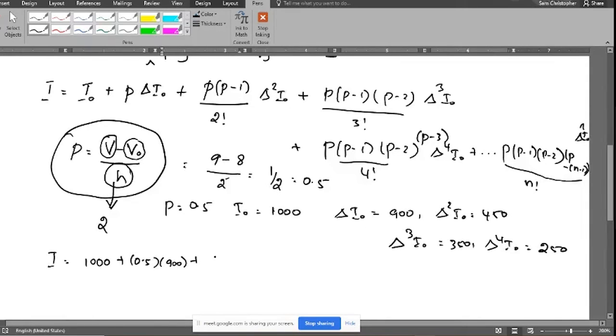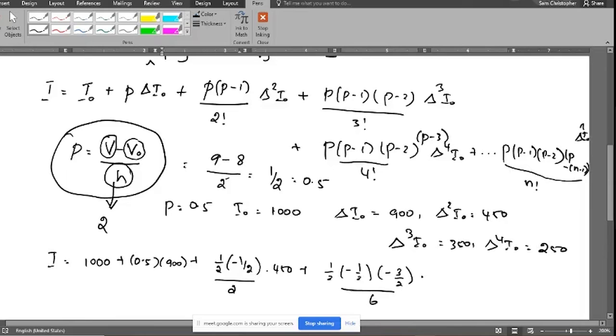Plus P into P minus 1, that is 1 by 2. I am using 1 by 2, I think it's better. 1 by 2 into minus 1 by 2. Half minus 1 is minus 1 by 2, divided by 2 factorial, which is 2. Del square I naught is 450, plus 1 by 2 into minus 1 by 2 into 1 by 2 minus 2, that is minus 3 by 2, divided by 3 factorial, which is 6.